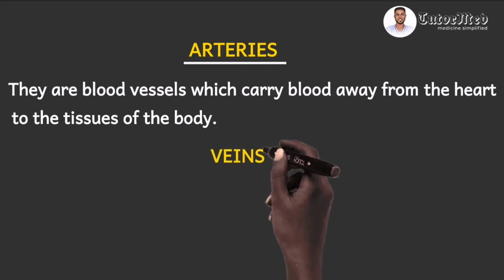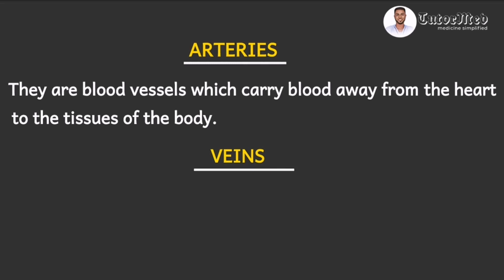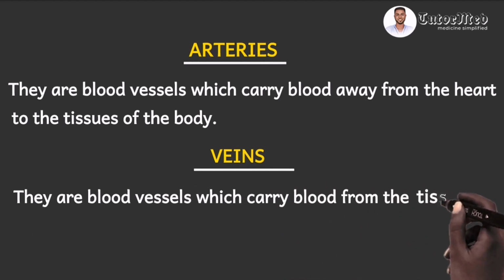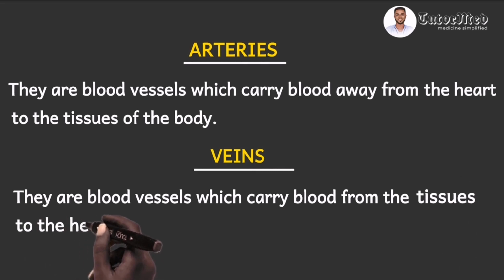Then we come to veins. Erroneously, students used to think that veins are blood vessels which carry deoxygenated blood. But we know that one vein, the pulmonary vein, carries oxygenated blood from the lungs to the left atrium. And so the correct definition of a vein is: veins are blood vessels which carry blood from the tissues to the heart. If you are any blood vessel which carries blood into the heart, you are a vein.